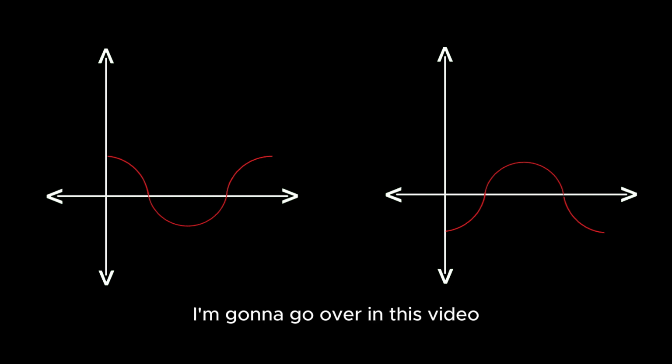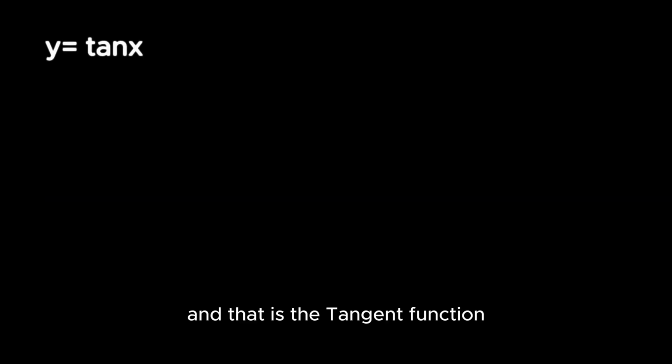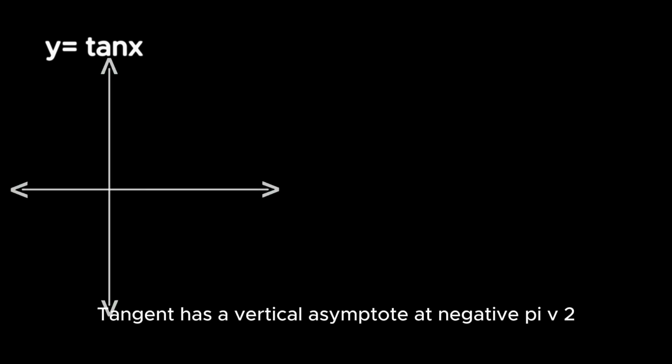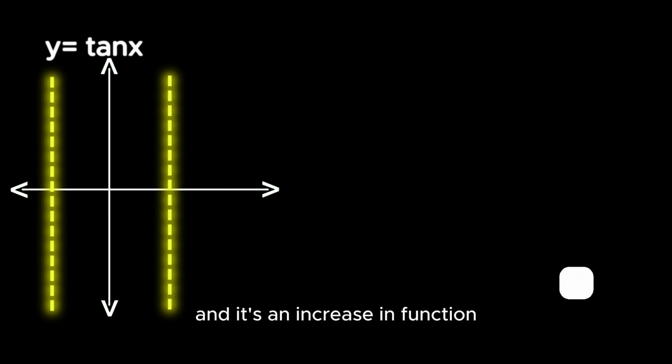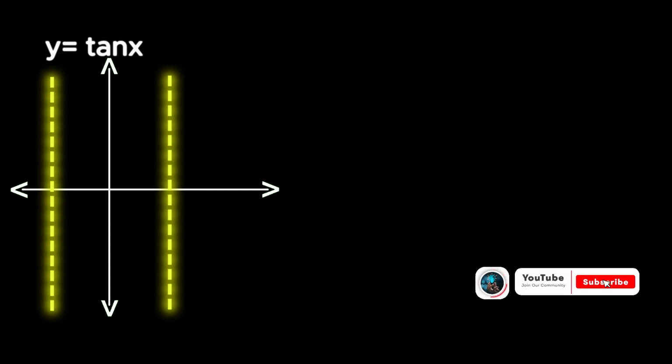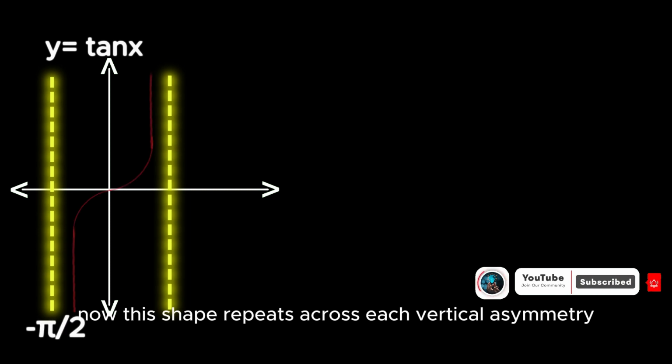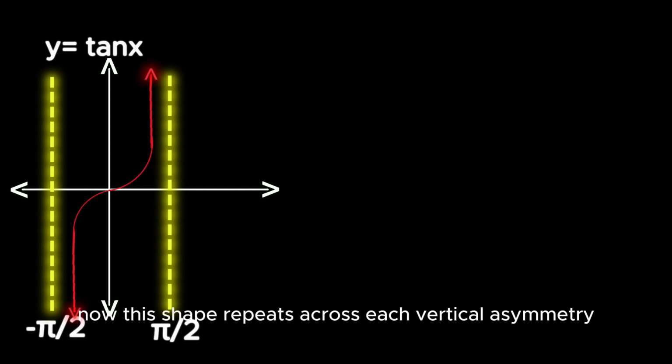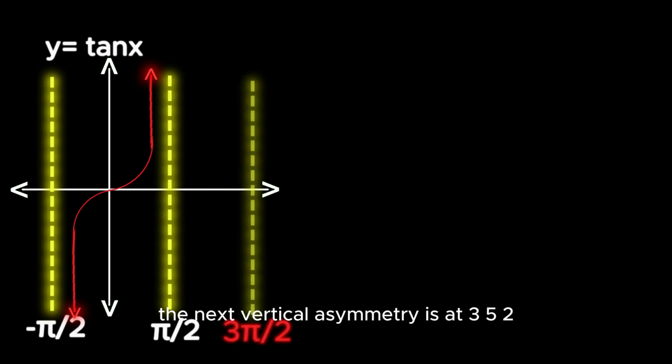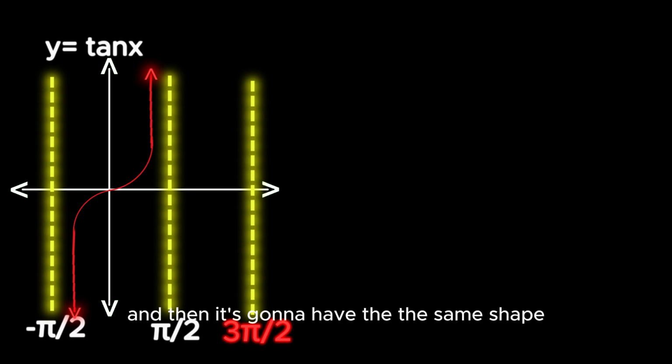And there's one more trig function I'm going to go over in this video, and that is the tangent function. Tangent has a vertical asymptote at -π/2 and at π/2. And it's an increasing function. Now this shape repeats across each vertical asymptote. The next vertical asymptote is at 3π/2. And it's going to have the same shape.